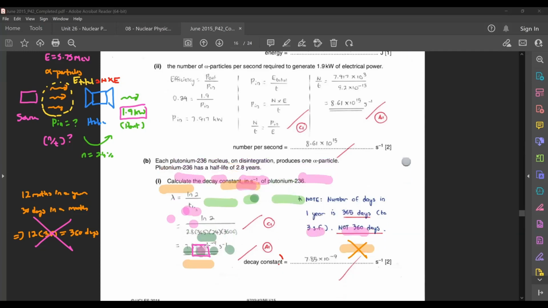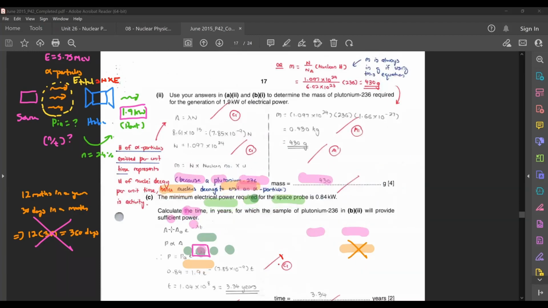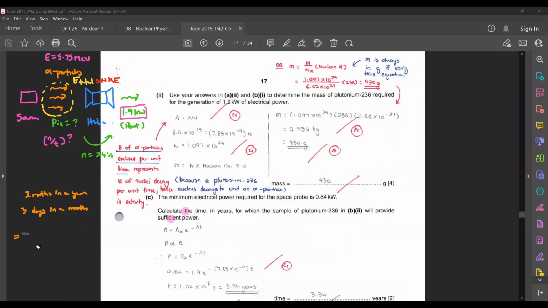So this is okay. Then I move on to the next one. Okay, so if it is okay, we move on to the next one, the next page. Okay, so from here, they mention use your answer in A2 and B1, which is the previous two answers, to determine the mass of plutonium-236 required for the generation of 1.9 kilowatts of electrical power.